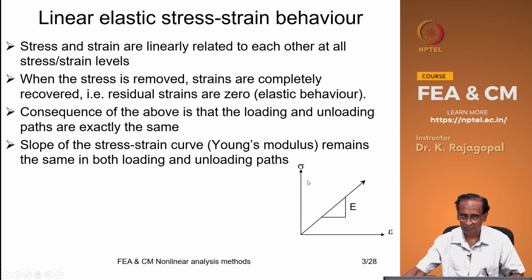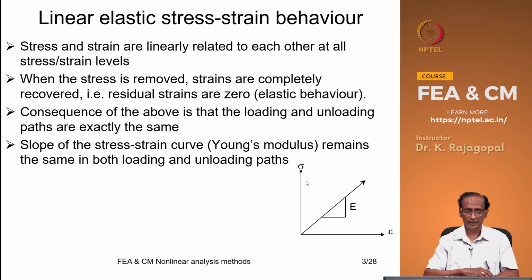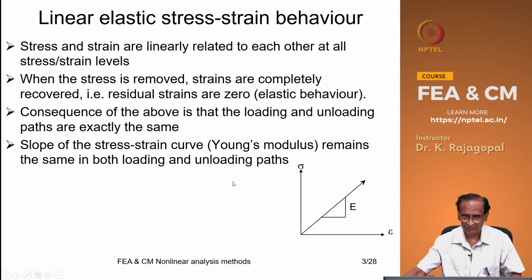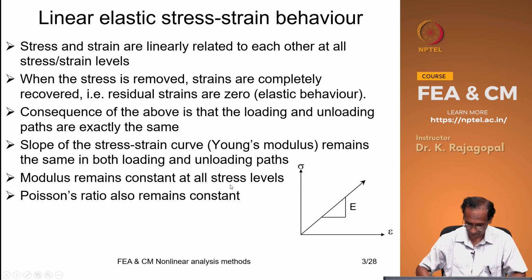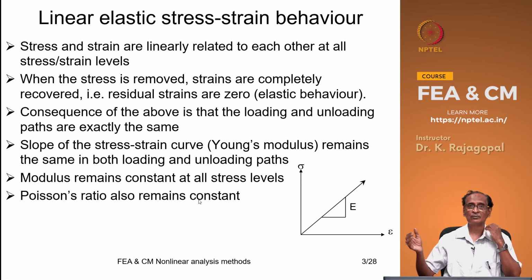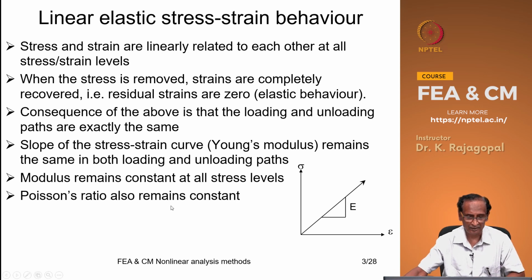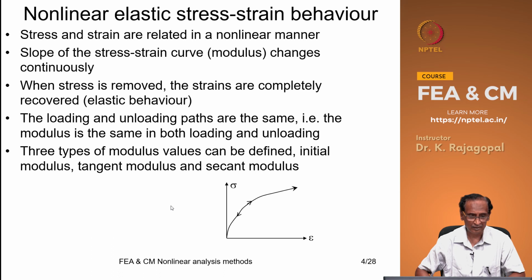Basically, E is defined as d sigma by d epsilon. This is for the one dimensional case, and the Young's modulus is the same during both the loading and also the unloading, and the modulus remains constant at all the stress levels, and the Poisson's ratio also remains constant, because there is nothing like a critical state where your volume remains constant. So, we can say that the Poisson's ratio simply remains constant.